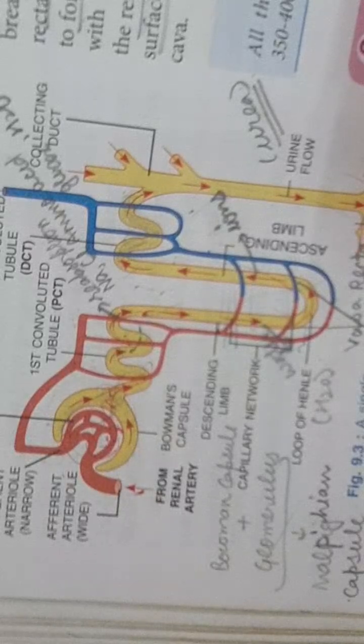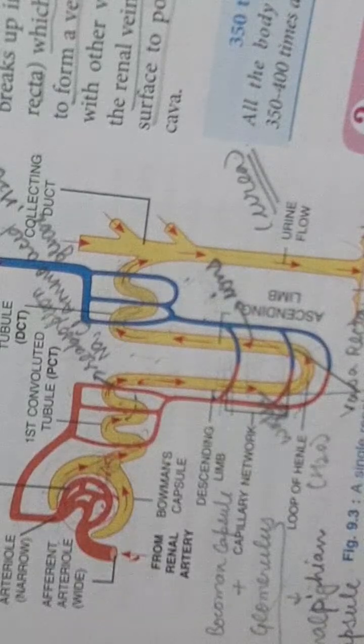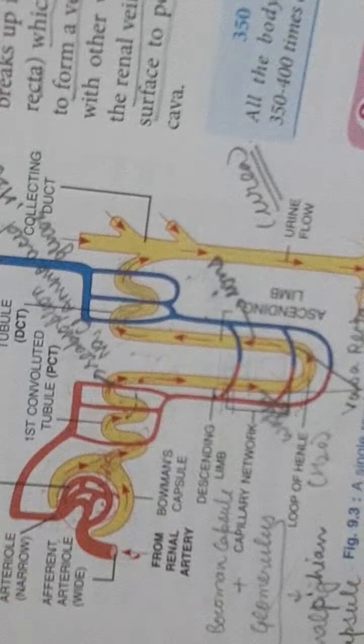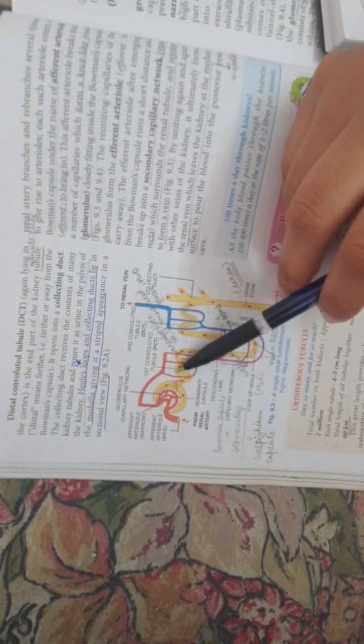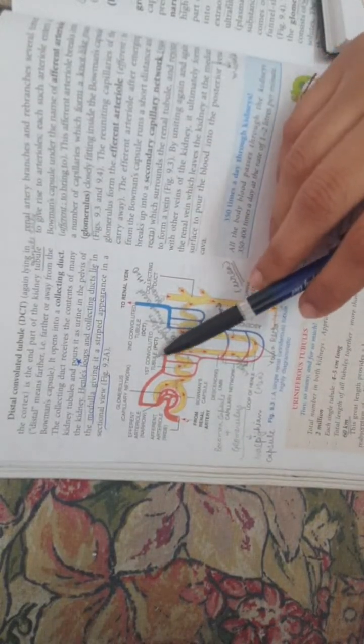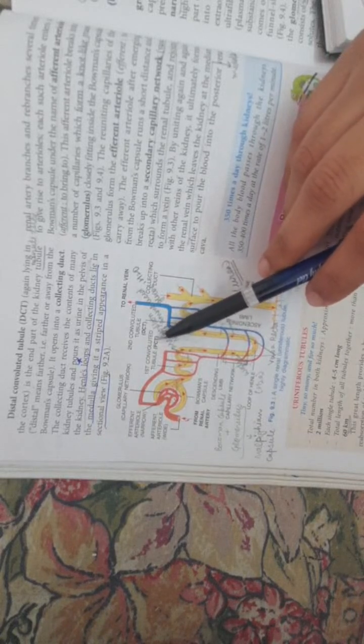And in your book, if you see, it is written here: secondary network, capillary network. It is written in your book, right? So accordingly remember both the names. Okay, now what will happen, this particular part here, this convoluted, the twisted kind of structure, is said to be PCT, right? That is proximal convoluted tubule.